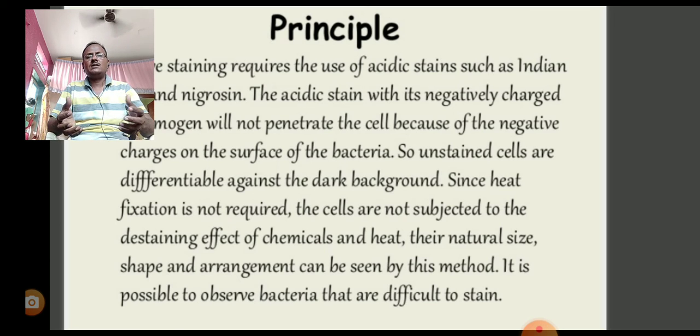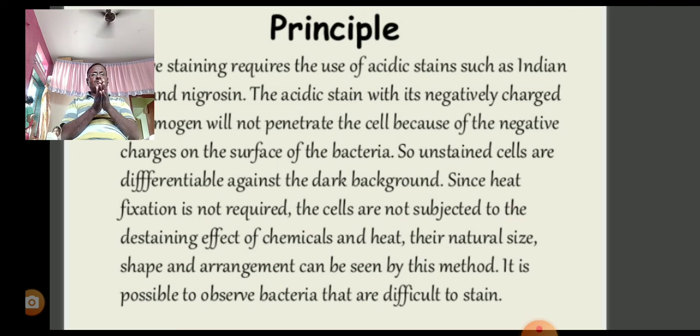Since heat fixation is not required, the cells are not subjected to the staining effect of chemicals and heat. Their natural size, shape and arrangements can be seen by this method. It is possible to observe bacteria that are difficult to stain. This is the main basic principle of simple staining techniques. In simple staining techniques there are two types, positive or direct, and indirect or negative staining techniques.